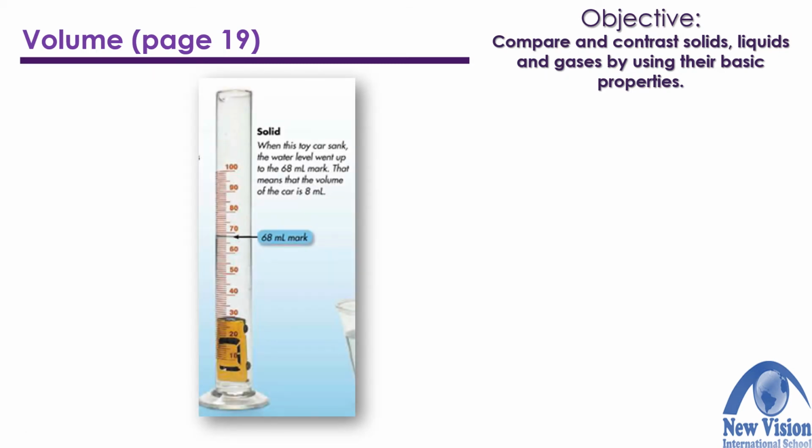Solids also have volume. If you put liquid in a graduated cylinder and let a solid object sink in the liquid, the solid takes up some space. The liquid that was in the space is forced to go up. The change in the height of the liquid column tells you the volume of the solid. When this toy car sank, the water level went up to the 68 ml mark. That means that the volume of the car is 8 milliliters.